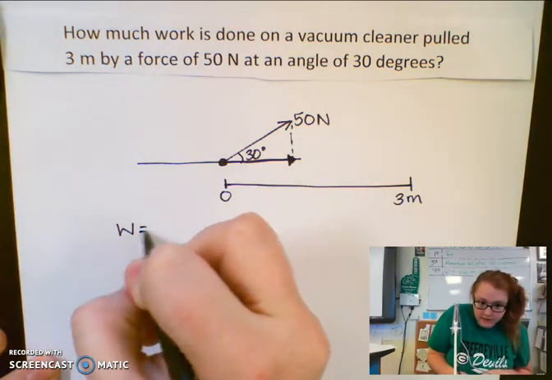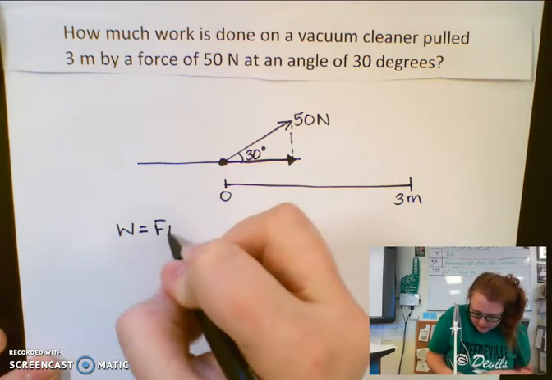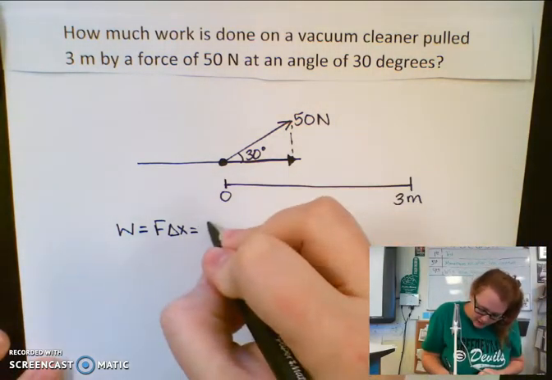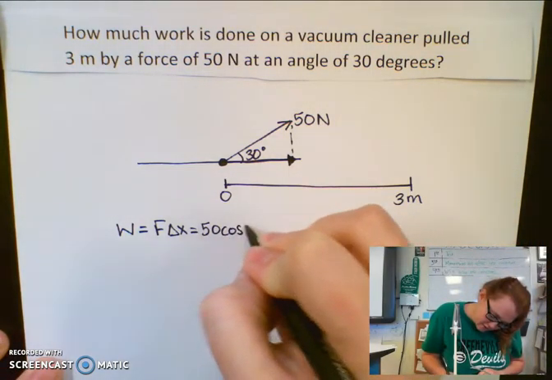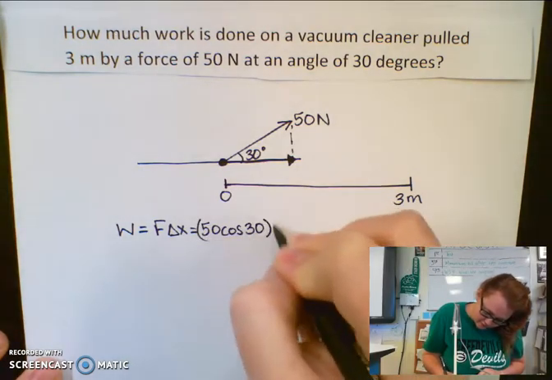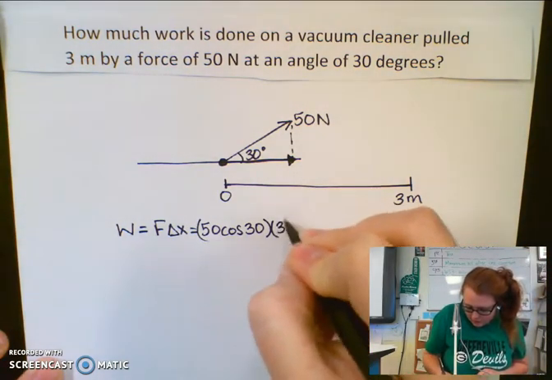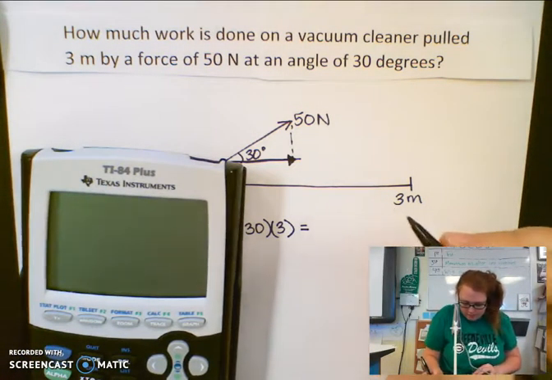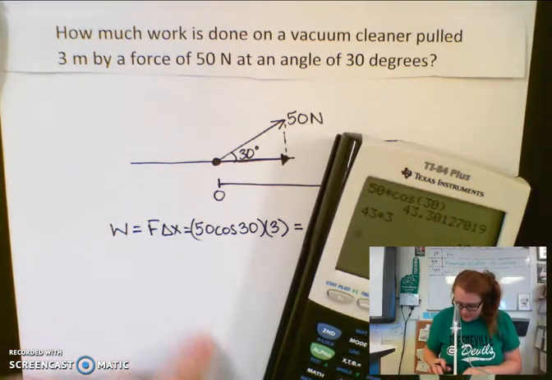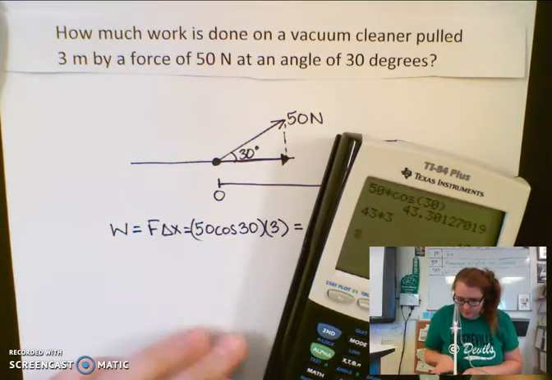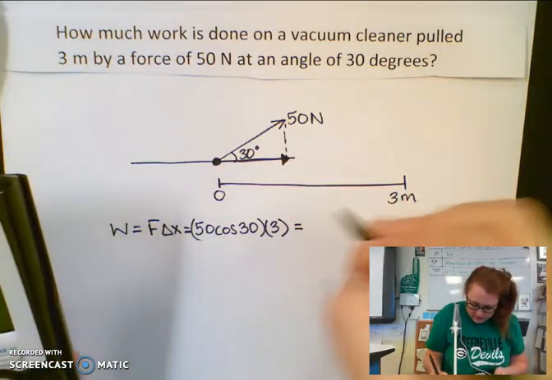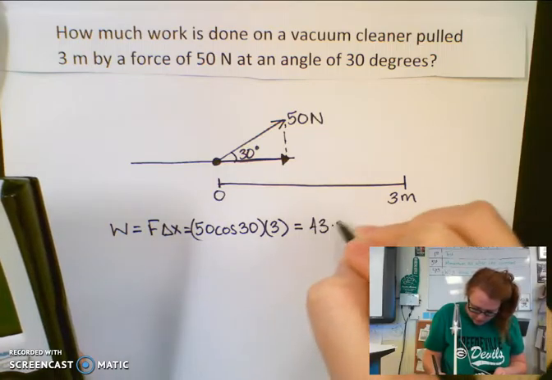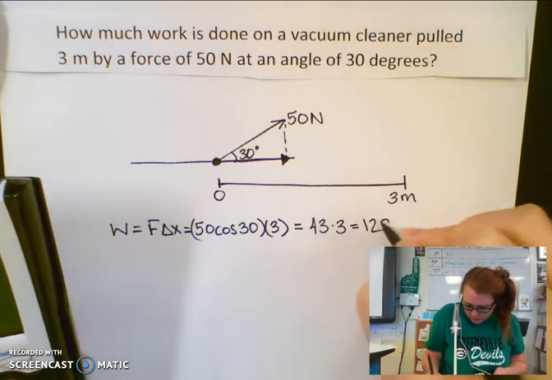I know work equals that force times our displacement. So that force is going to be 50 times the cosine of 30 degrees times my displacement, which is 3 meters. Now when I do that in my calculator, 50 times the cosine of 30 is 43, and 43 times 3 is 129.